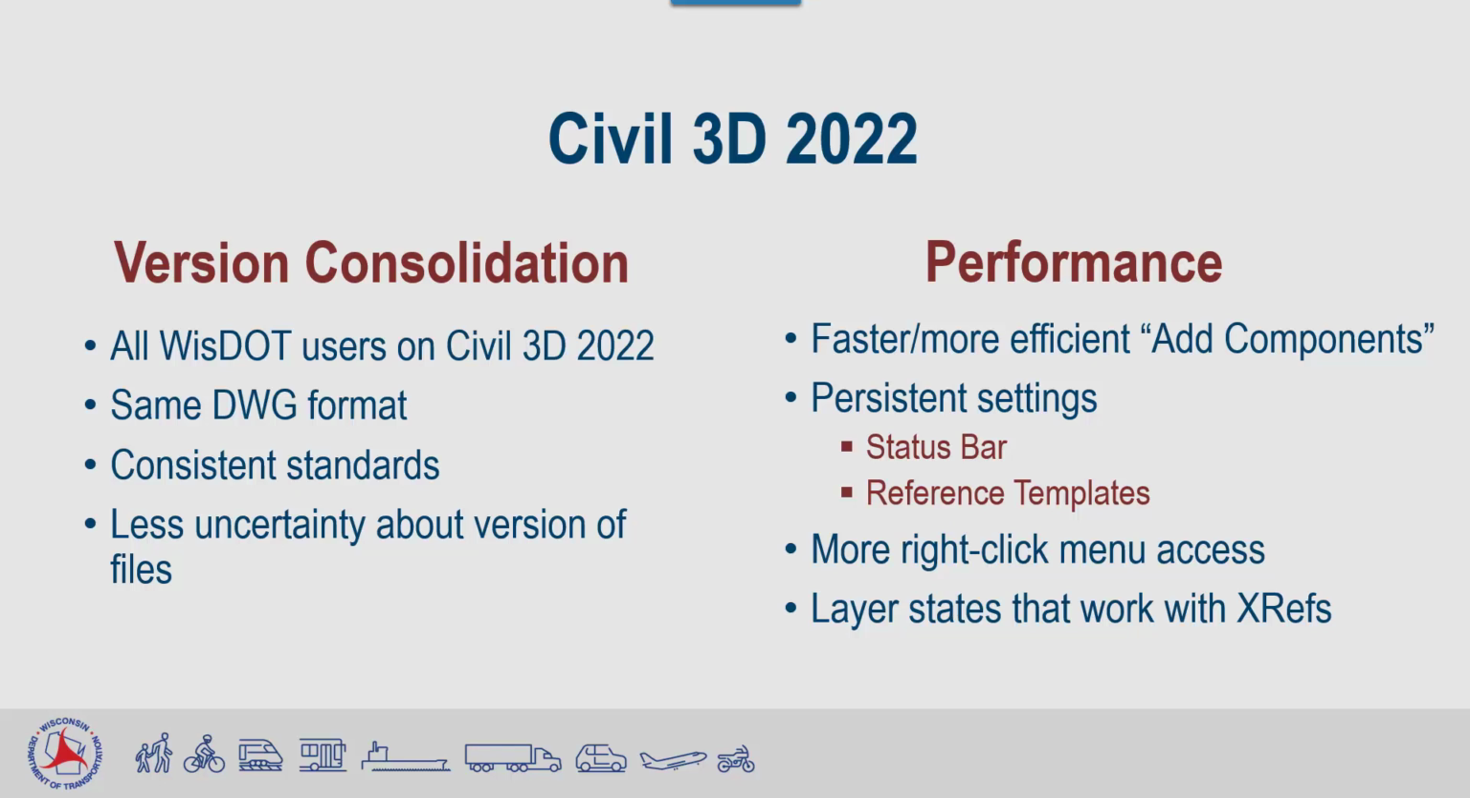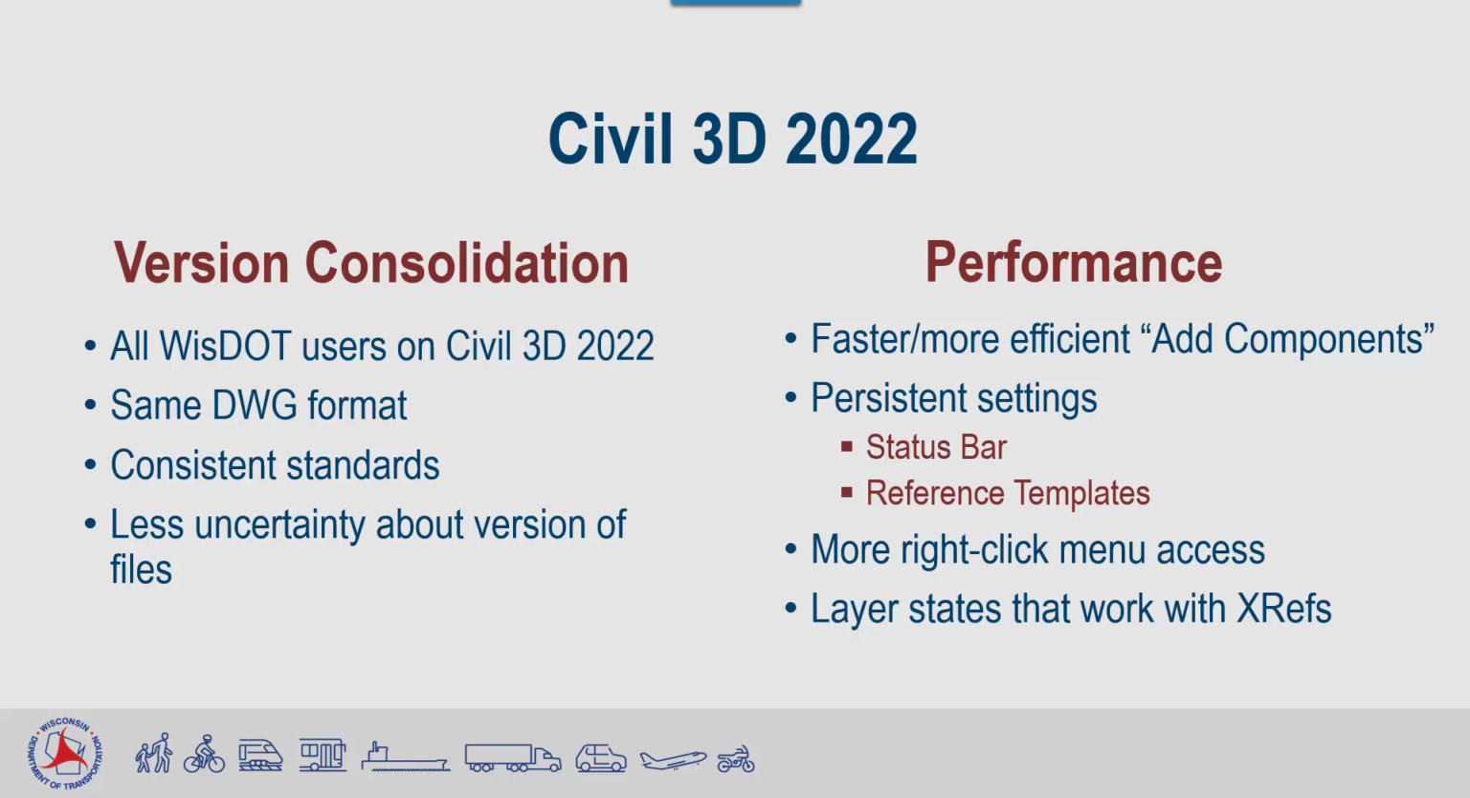Loading our AutoCAD components into drawings is much more functional and faster than in past versions. For example, in addition to loading quicker, our layer states will now apply to XREF layers. This makes sheet production much more efficient. We also made some of our settings persistent, even when running updates. For example, if you disable our reference templates, that is now stored as a system variable, so that setting is saved if you run a WisDOT update.